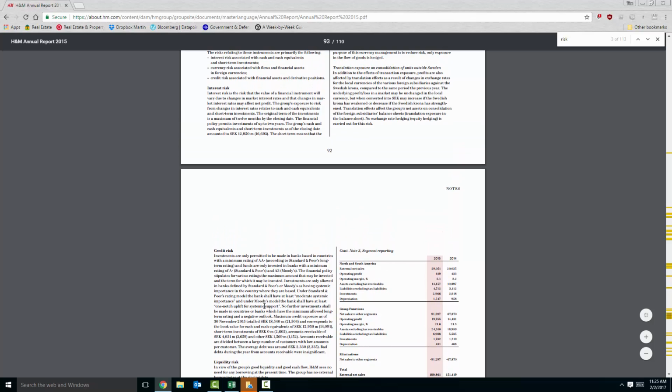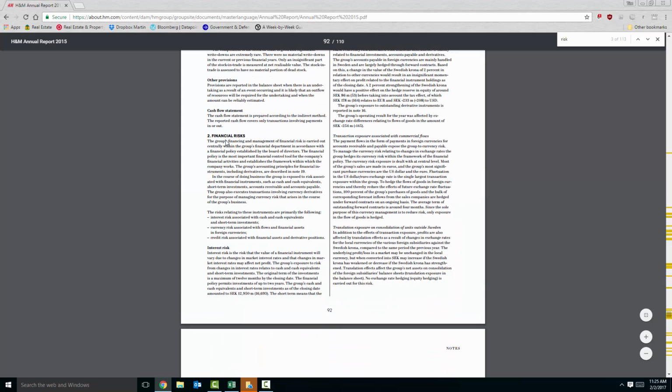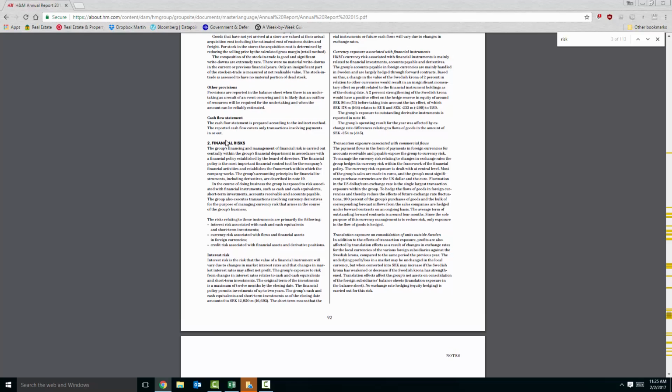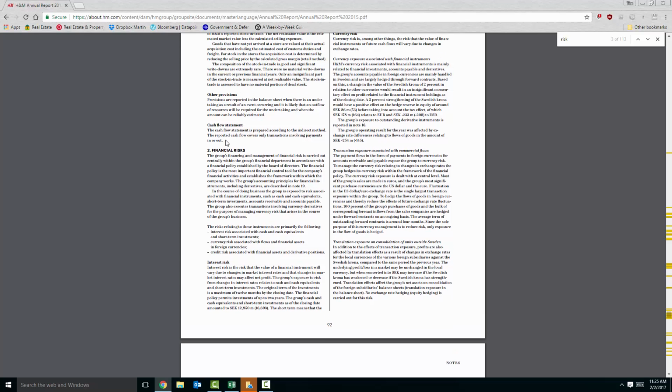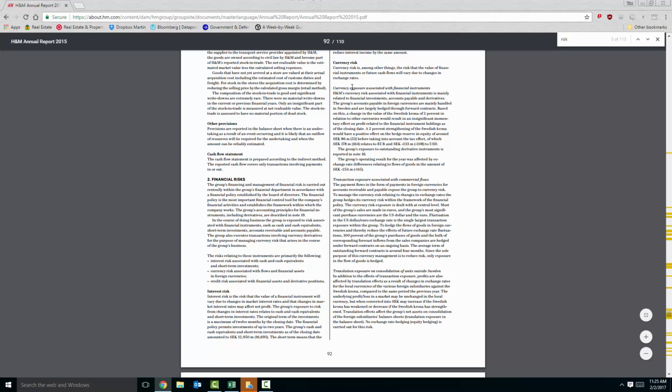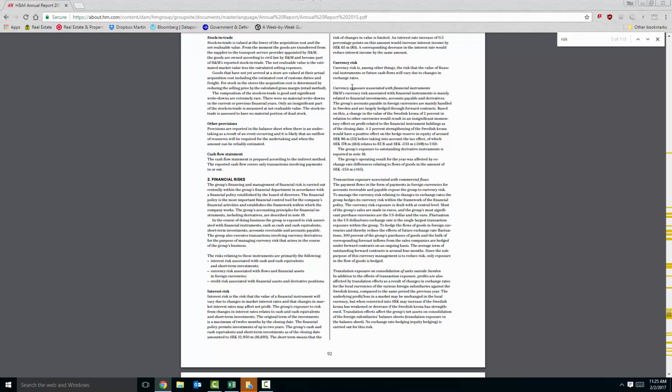And again, there might not be that much interesting information, but you do need to go through each and every heading to understand what it is that they're talking about. Now, in H&M's case, I would see the currency risk as probably the most important one because they do sell quite a lot in different currencies. So any fluctuations are going to expose them to currency risk.